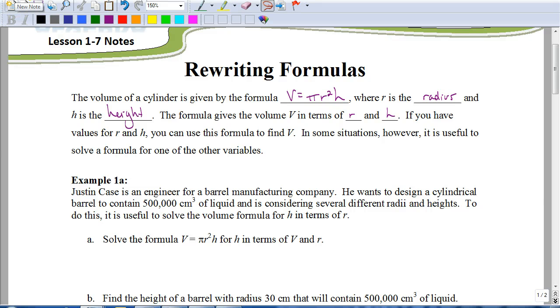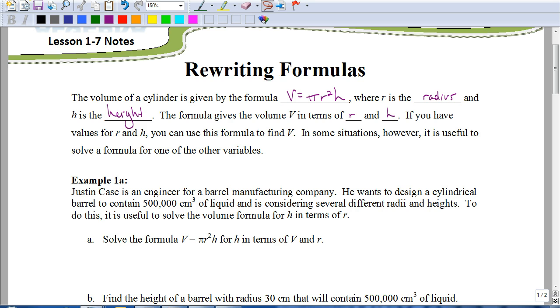Okay, so in this lesson we're going to be looking at how to rewrite formulas, and it's really important that we understand some basic algebra concepts. That's why we spent the time on the previous lesson learning how to solve some different types of equations, because the skills, the methods that we used in those lessons are really going to be helpful with this one, with rewriting formulas.